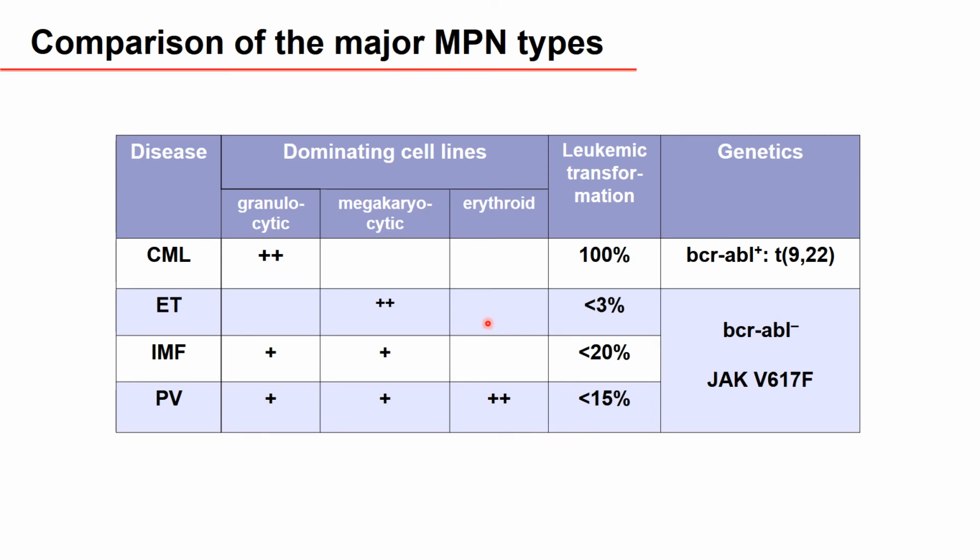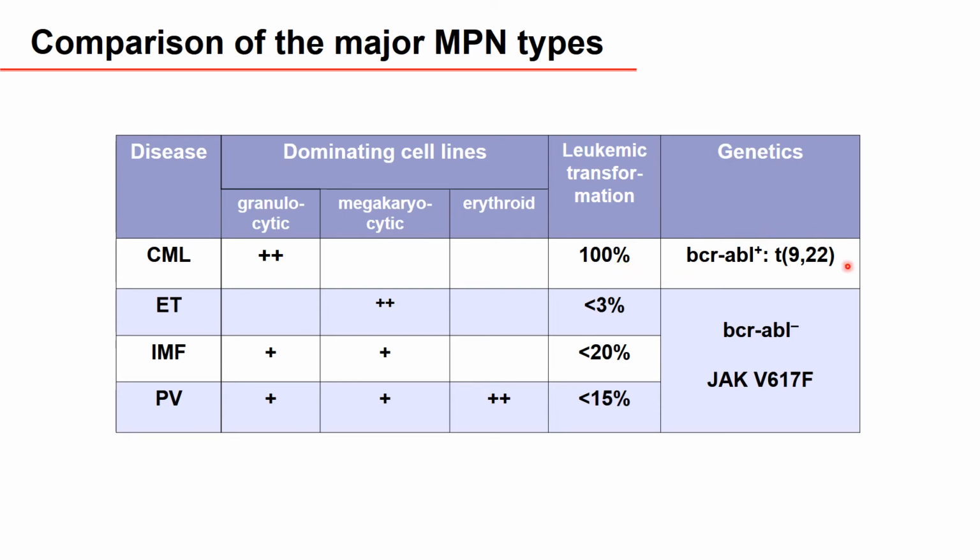Now, let's see some other comparison of the major myeloproliferative neoplasias. This is the cell line that is affected, the dominant cell line. In CML, the granulocytic cell line is affected mostly, but for sure we can have an increased megakaryocyte count or further erythroid increase in the bone marrow. The leukemic transformation is about 100%. So if somebody has CML, without treatment, 100% of the patients will transform to acute myeloid leukemia.